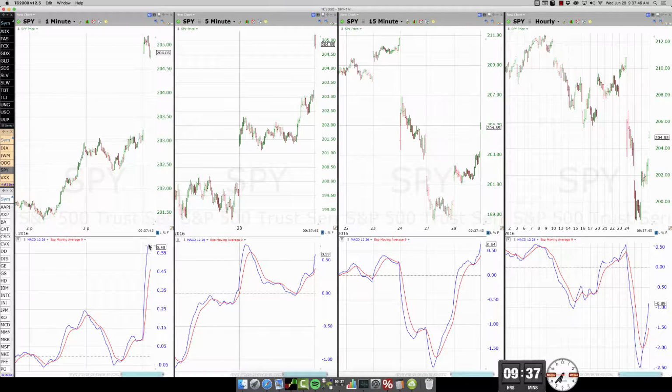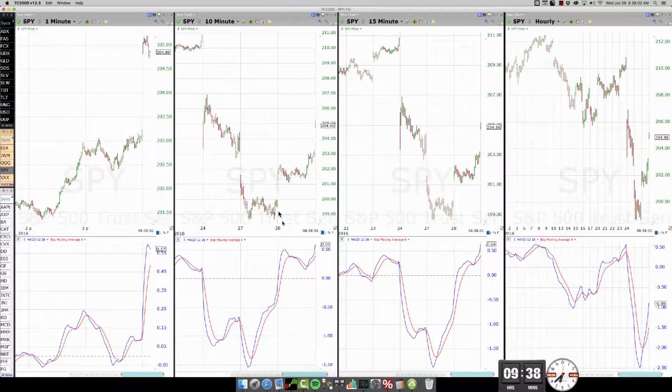$9.37, technically topping on the 1. There is a most definite pattern here on the 5. But if I bring in the 10, it's a downside pressure pattern. The 15, a downside pressure pattern at best. Extreme direction on the hourly.